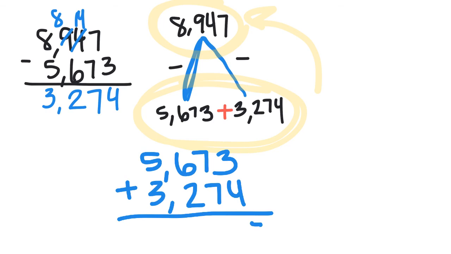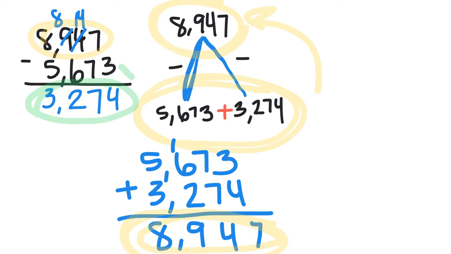4 plus 3 is 7. 7 plus 7 is 14. Carry the 1. 6 plus 2 is 8, plus the 1 I carried is 9. And 5 plus 3 is 8. There it is. I got the same number that I started with. So that means that I flipped to check my work, and I have confirmed that the original answer I got, 3,274, is correct. Check. I checked my work.